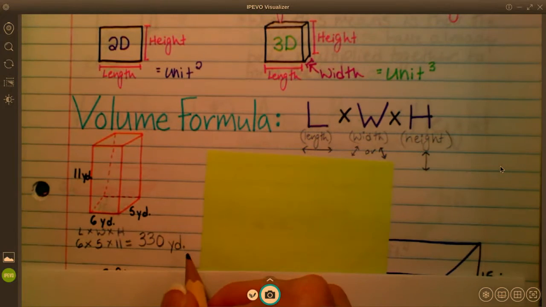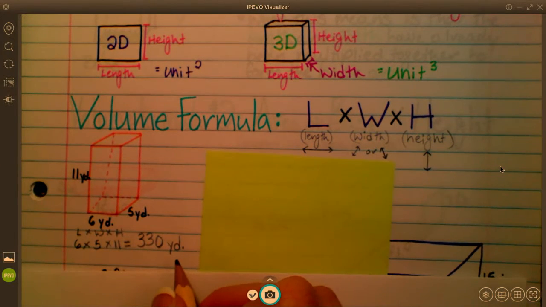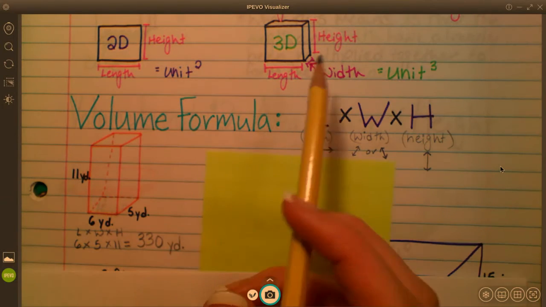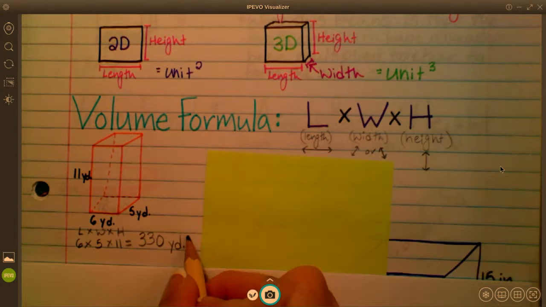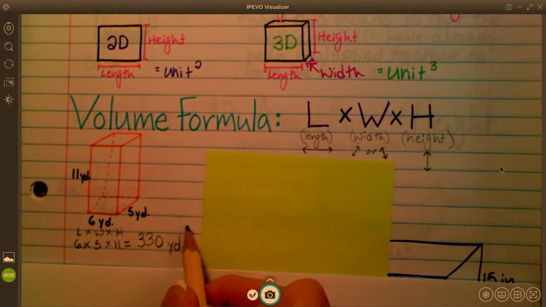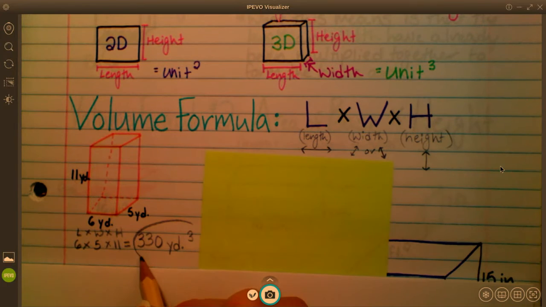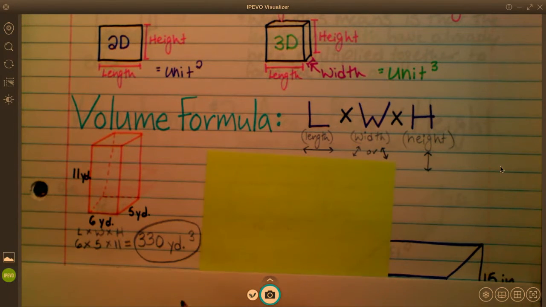And am I done here? Is that my whole unit? No. This is a 3-dimensional figure. We're finding the volume. We need our exponent 3. So 330 yards cubed. And then I'm going to go ahead and circle it. So that's my final answer. 330 yards cubed. So 5th grade, all that you're doing with this volume formula, you're doing the clear method from yesterday. There's no cubes, so we take the length times the width times the height to find the volume.